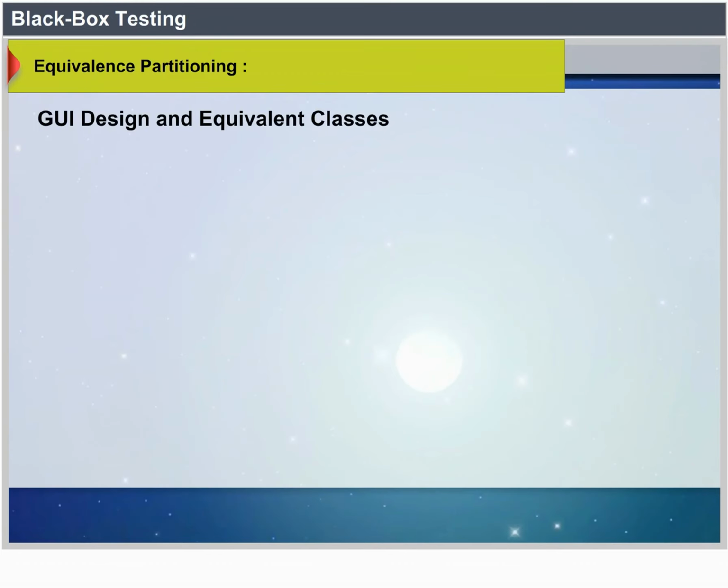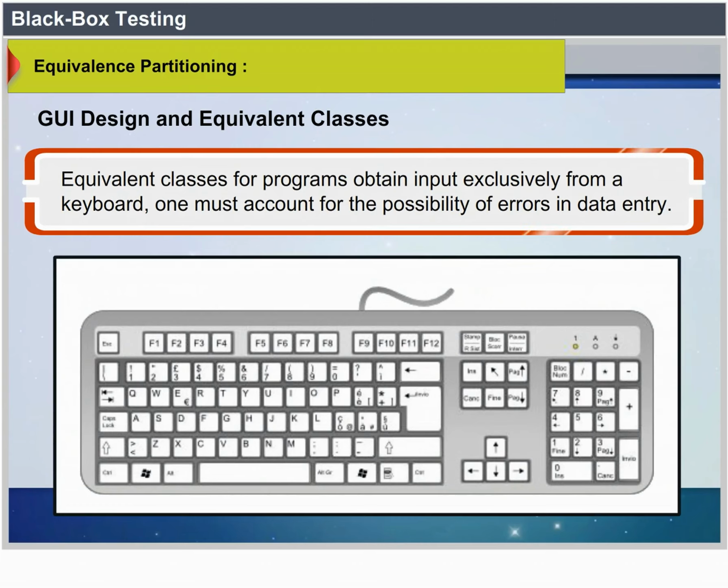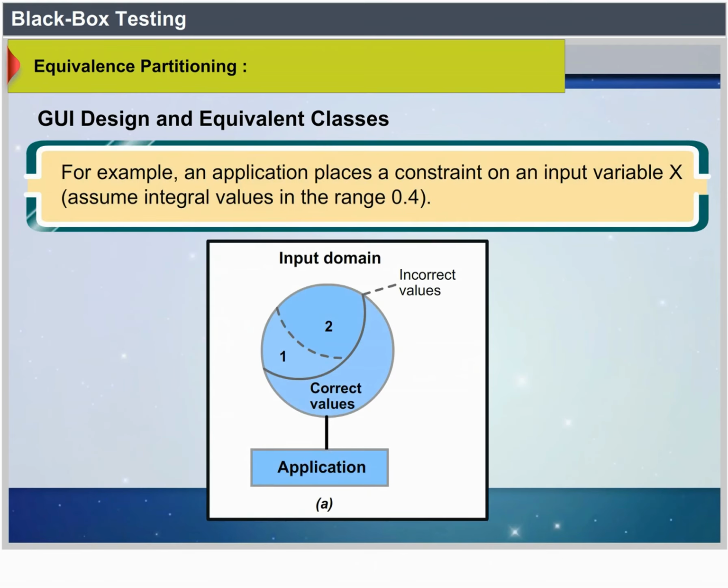GUI design and equivalence classes. Equivalence classes for programs that obtain input exclusively from a keyboard. One must account for the possibility of errors in data entry. For example, an application places a constraint on an input variable x. Assume integral values in the range 0 to 4.